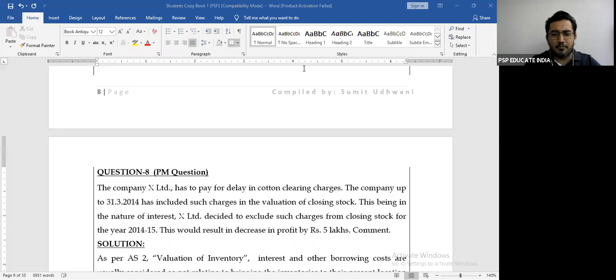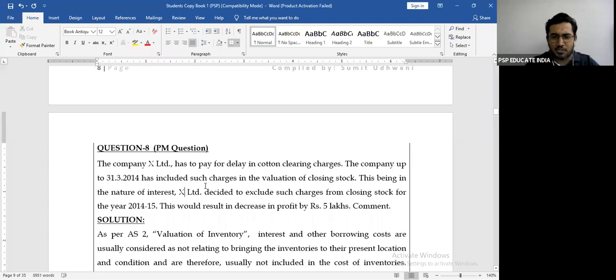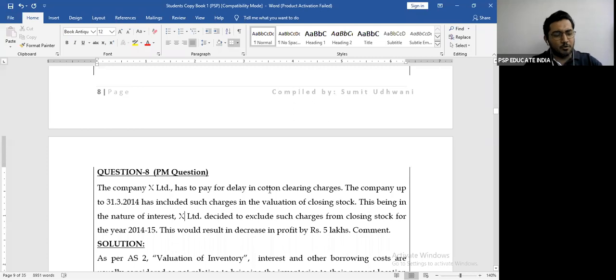We have not included interest cost. Humne include kiya hi nahi hai. Aap dekhiye, hum to usko exclude kar rahe hain. Company aaj tak include kar rahi thi. Ab AS-2 ke hisab se usko exclude karna chahiye, isliye hum usko exclude kar rahe hain.